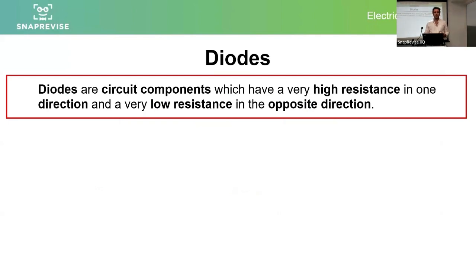Diodes then. We're adding a few more components into our small armory of electrical components, and diodes are resistors that only function in one direction, essentially. Let's see what it says in the red box. Circuit components which have a very high resistance in one direction and a very low resistance in the opposite direction. Very good.